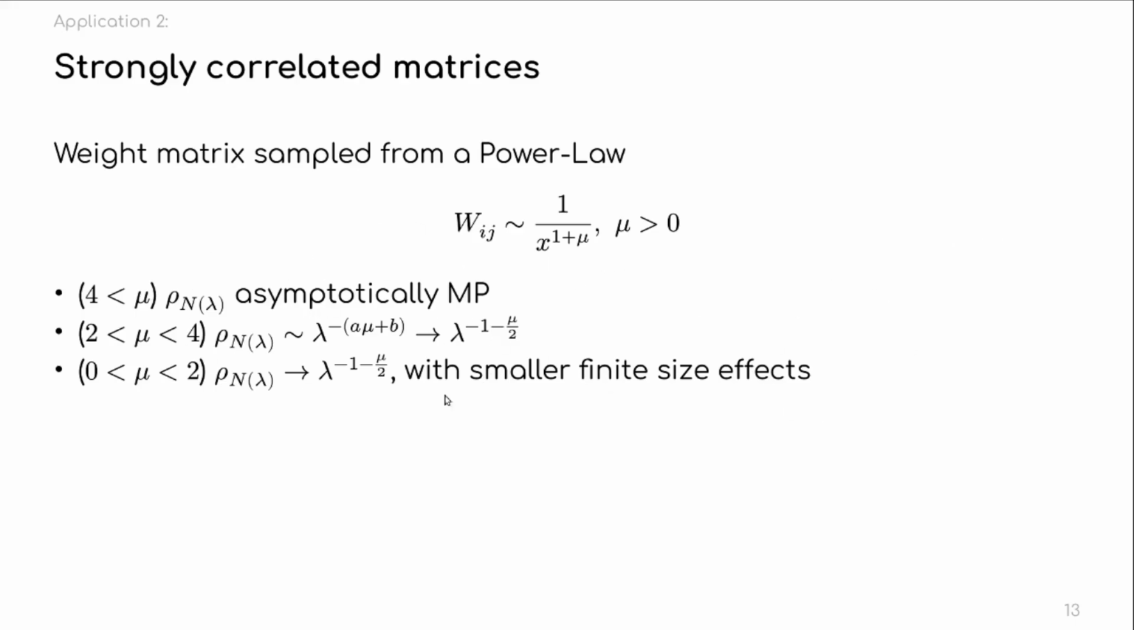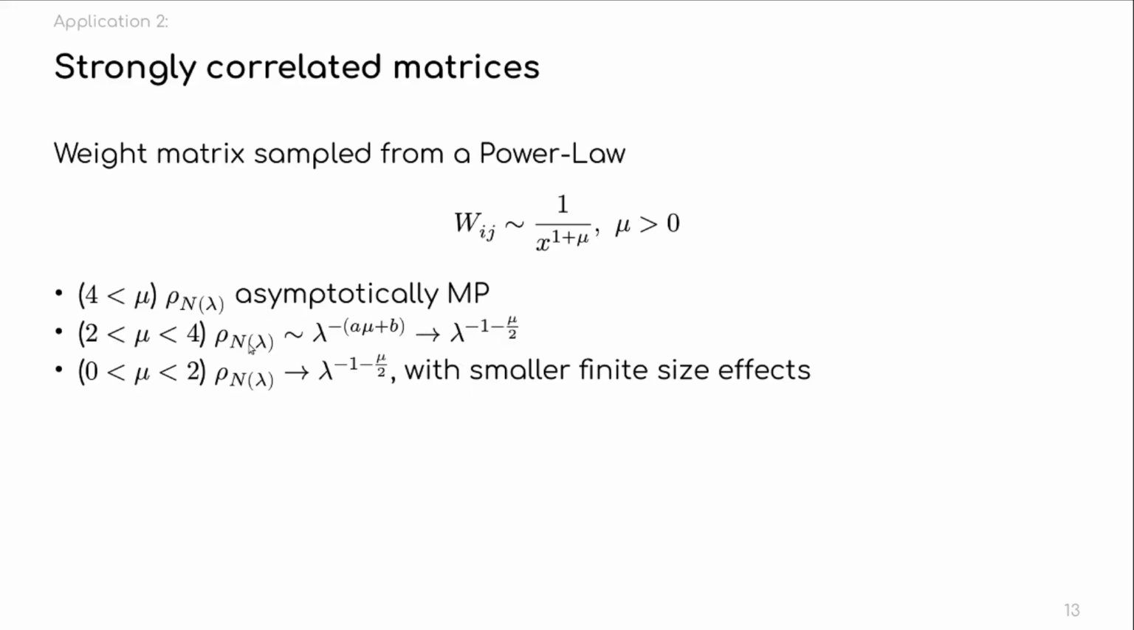And they mention some different regimes. If you have mu larger than 4, then it's not really interesting, because asymptotically the eigenvalue density will be a Marchenko-Pastur distribution. Where it gets a bit more interesting is when mu is less than 4, especially between 2 and 4. At finite size, you get something that's also a power law, but you have to fit the parameters. So you have lambda to the minus a mu plus b, and you have to fit them, and there are some finite size effects.